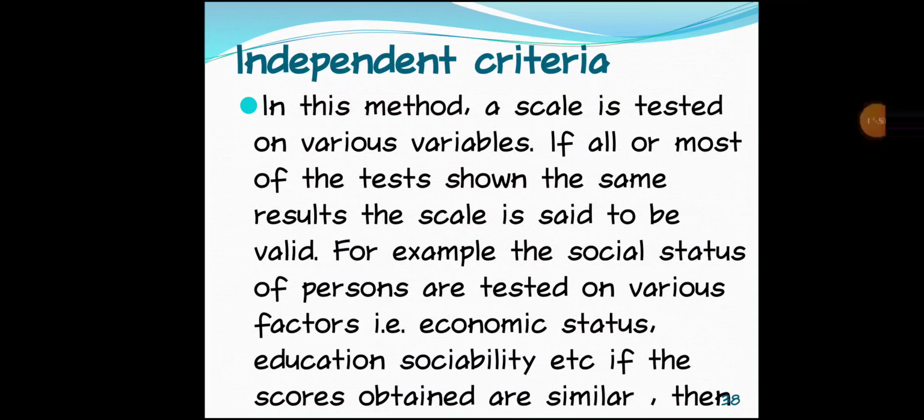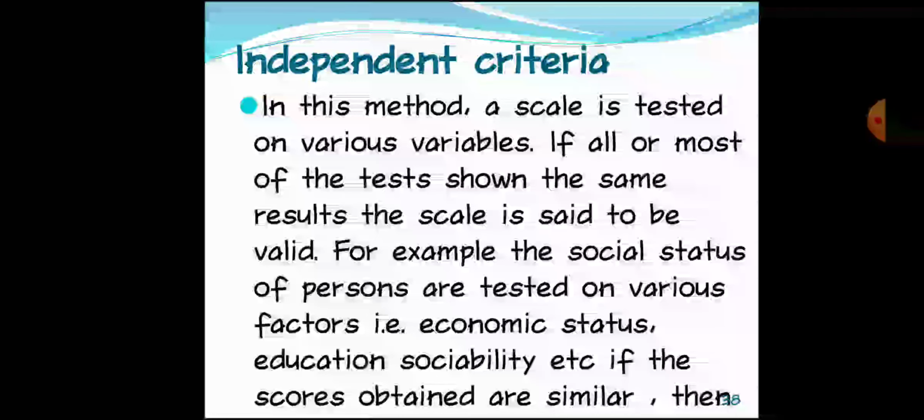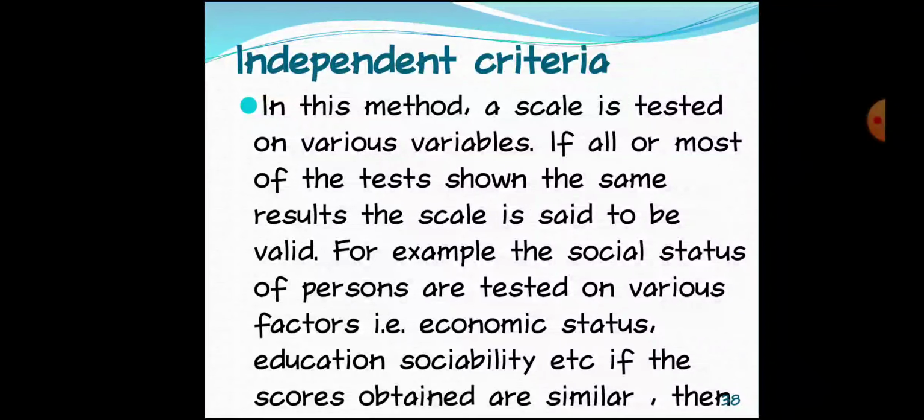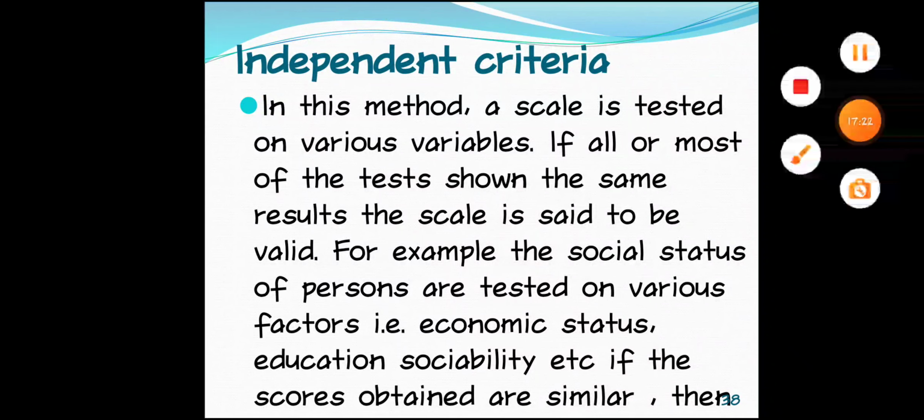Independent criteria. In this method, a scale is tested on various variables. If all or most of the tests show the same results, the scale is said to be valid. For example, the social status of persons is tested on various factors, that is economic status, education, sociability, etc., and we check if the scores of them are similar.